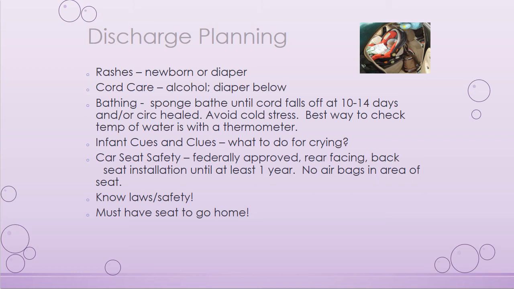We also need to talk about car seat safety. We need to make sure it's a federally approved car seat, rear facing, with back seat installation. One of the recommendations is that they are rear facing until 2 years old. You want to make sure there are no airbags in the area of the seat. You need to know the laws and safety, and they must have a seat to go home. They can't go home with their baby unless they have one.